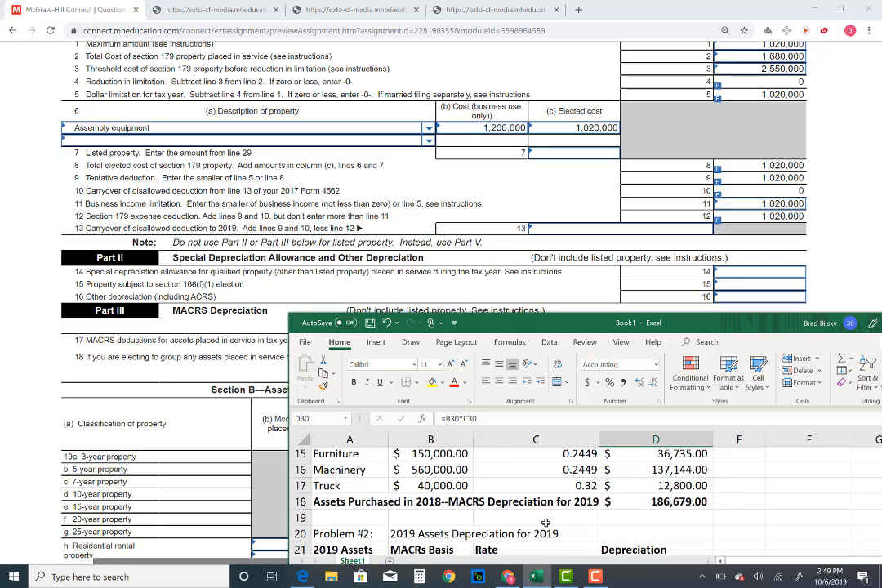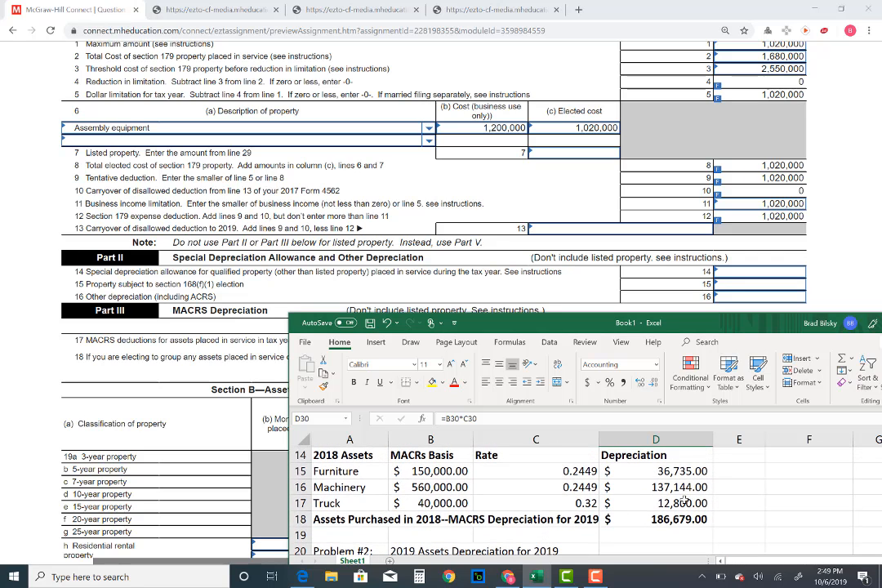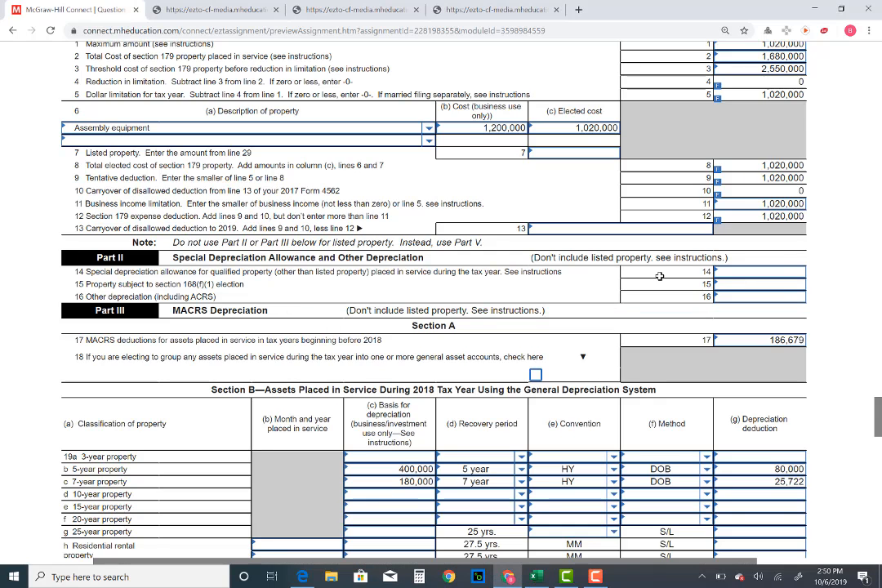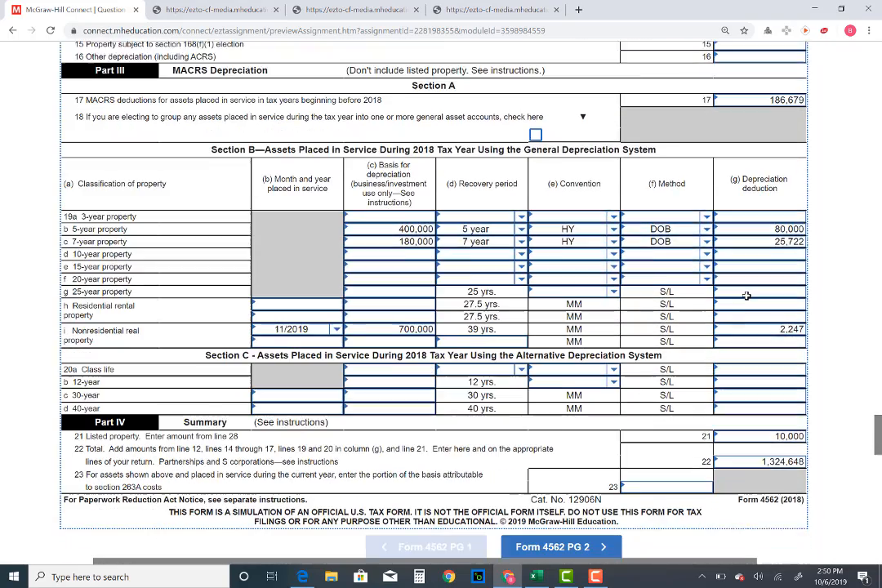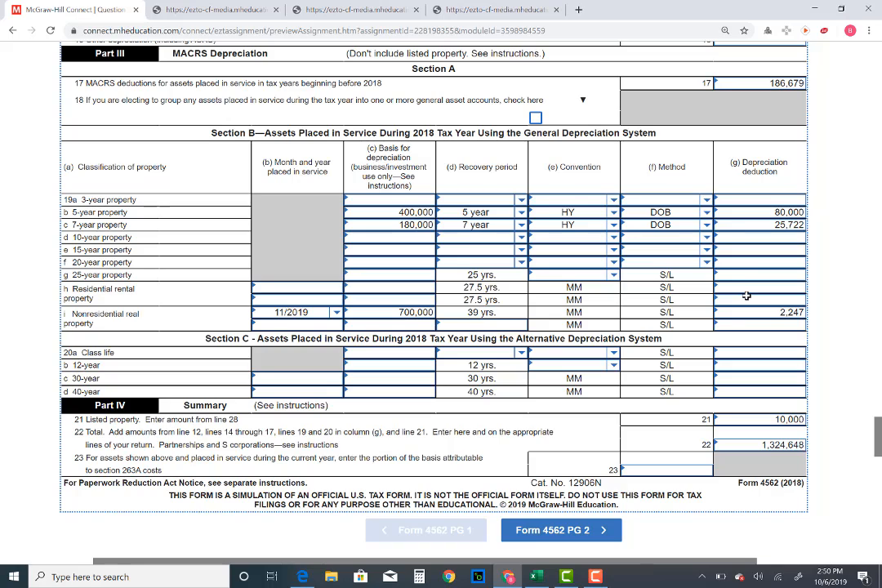So if we go back up here to this prior calculation, this is how much depreciation we were taking in 2019 for the assets we bought back in 2018. So we did these calculations, and it comes up to 186,679. So that's where you're getting that number from. The rest of the process is basically just transcribing numbers.